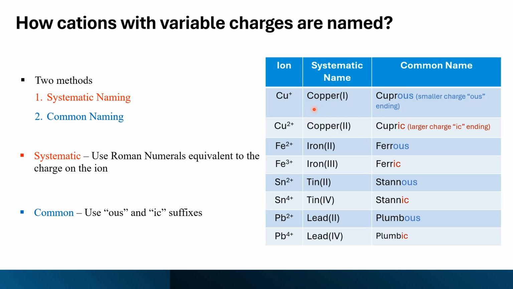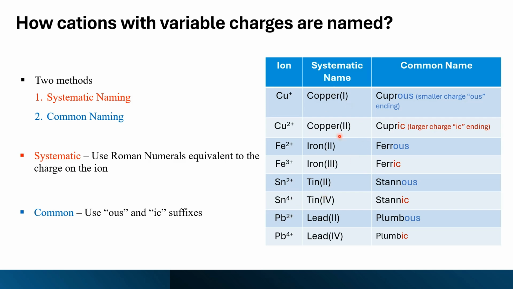You can see in this table some of the ions given here. Copper forms +1 and +2, iron forms +2 and +3, tin forms +2 and +4, lead +2 and +4. Now here tin and lead are not transition metals, however these two are the exceptions from the main group cations. All the other main group have fixed charges except tin and lead.